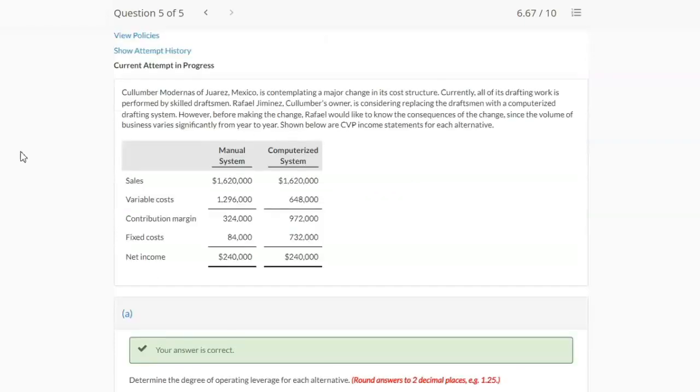You have to do the break even for computer. What's the break even for computer? What's the contribution margin ratio? 60%. Yes. 60, okay, divide 60 into 732. What's the break even? 732,000 divided by 0.6.